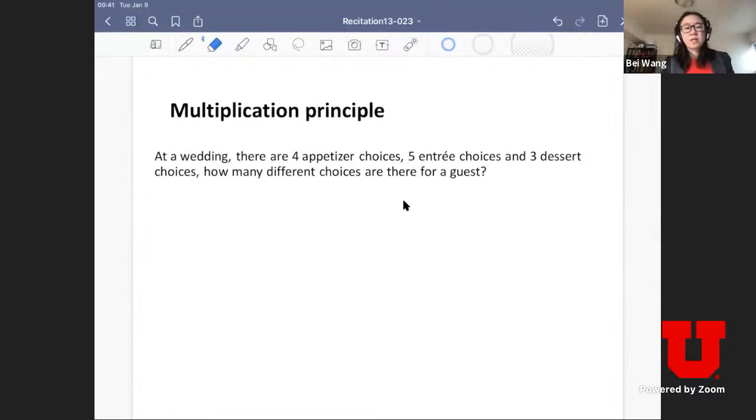It's basically surrounding the multiplication principle. Again, this should take you roughly 20 seconds. So the question is, there are 4 appetizer choices, 5 entree choices, and 3 dessert choices. How many total choices are there for a particular guest? Anyone?